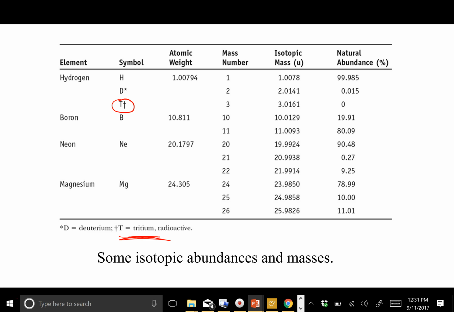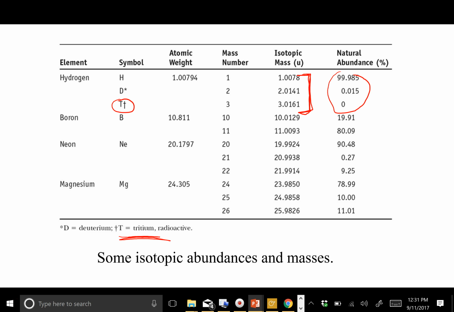So with isotopic information, or to do a problem I'm going to show you how to do, you need to know its percent abundance, we just talked about, but you also need to know how much an atom of that type of element weighs. Okay, so those are two pieces of information you've got to have.